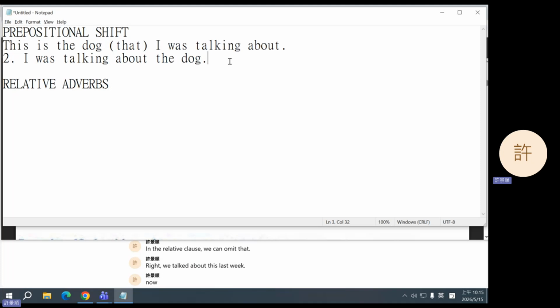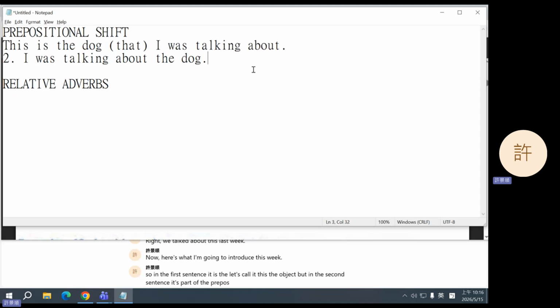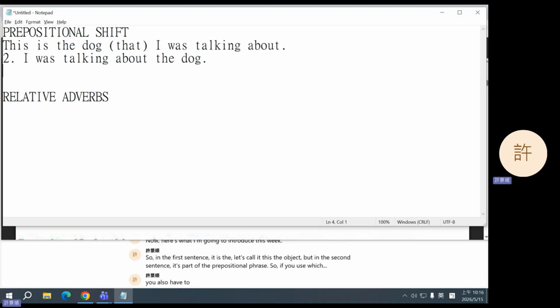Now, here's what I'm going to introduce this week. So in the first sentence, let's call it the object. But in the second sentence, it's part of the prepositional phrase. So if you use which, you also have to move the preposition.